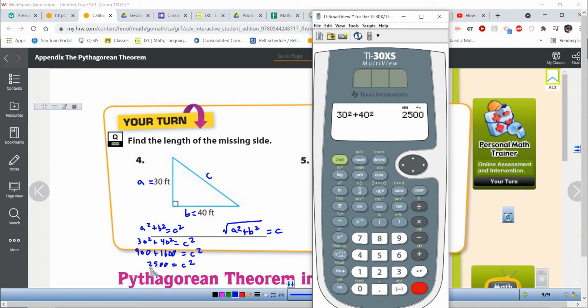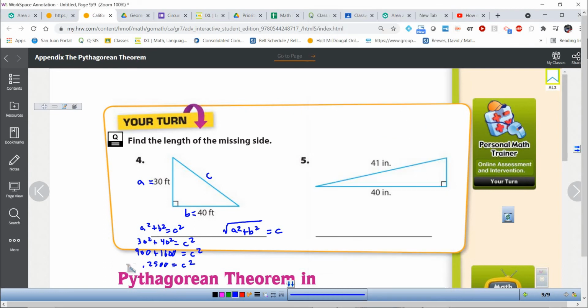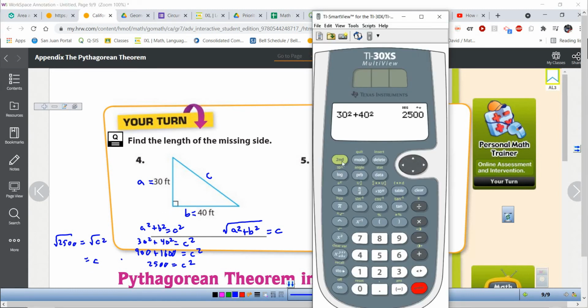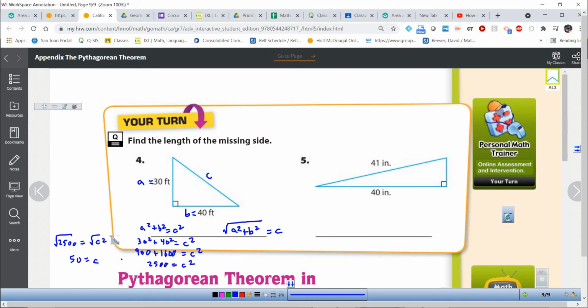Now that's what c squared is, but now what do I have to do? Now I have to take the square root. I'm out of space over here. Square root of 2500 is equal to the square root of c squared. All right, so in my calculator now, I'm going to do the square root, second squared, of 2500, and I'm going to get 50. So c is equal to 50.